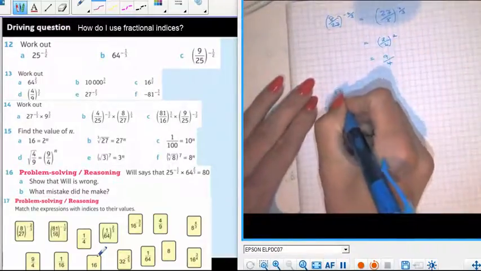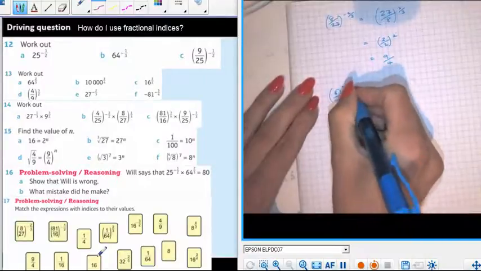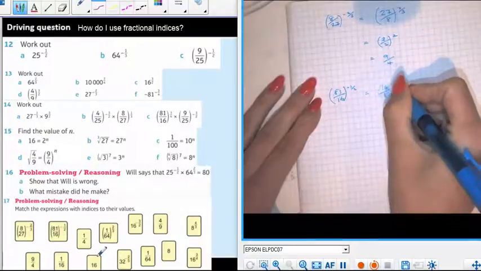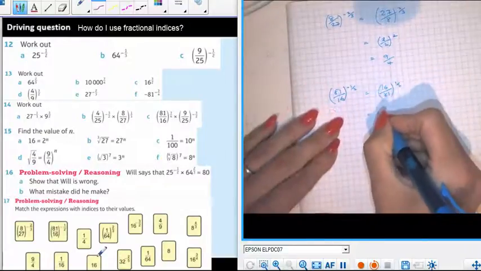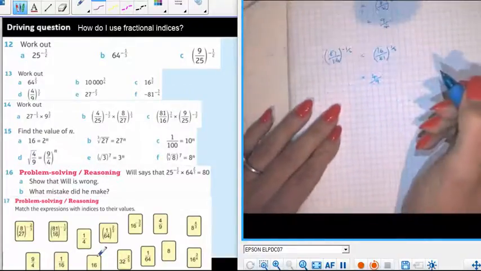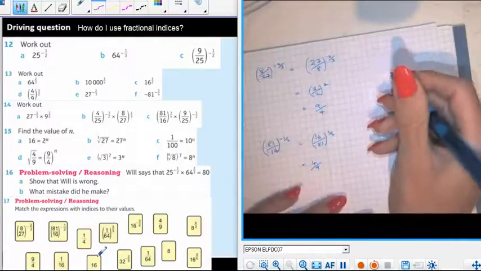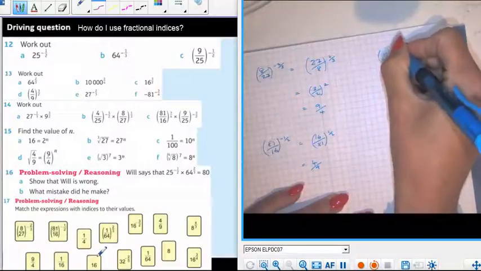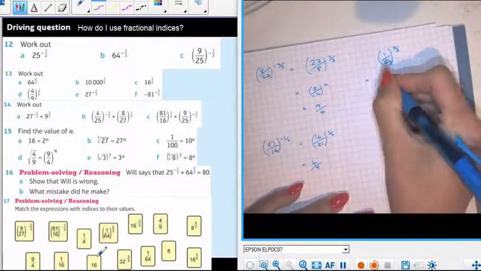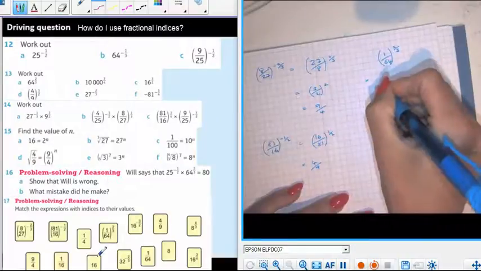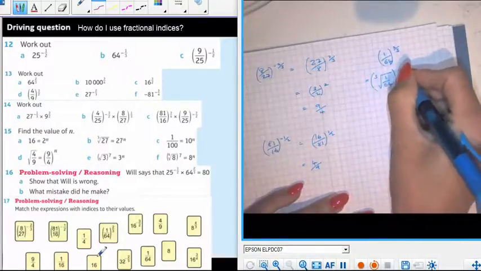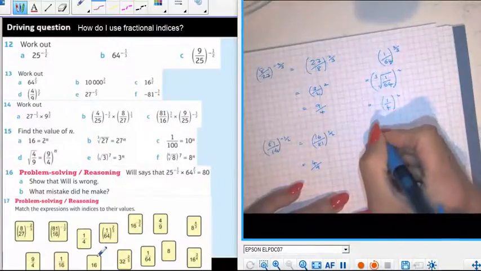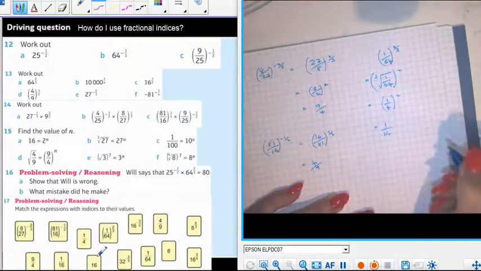81 over 16 to the power of negative 1/2 is the same as 16 over 81 to the power of 1/2. Square root 16, square root 81, 4 over 9. 1 over 64 to the power of 2/3 is the same as 1 over 64, cube rooted and squared, which is the same as 1 over 4 squared, which is 1 over 16.